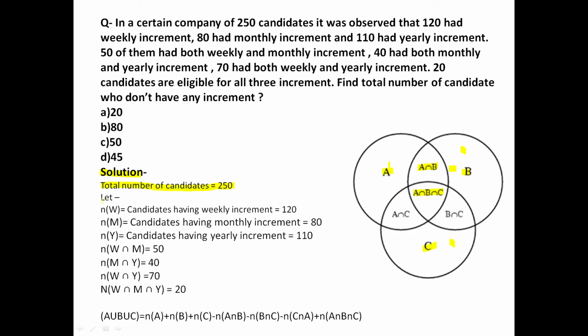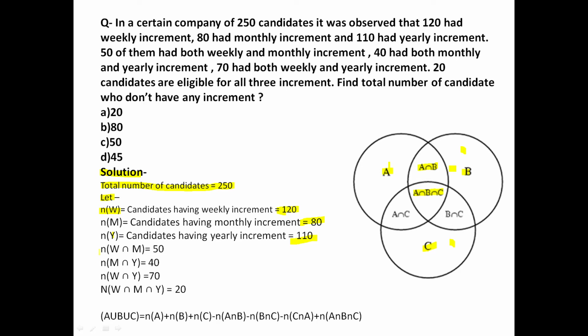So now let us assume something. Let n of W represent candidates having weekly increment, and that is given as 120. Similarly n of M represents candidates having monthly increment, and that is given as 80. n of Y is candidates having yearly increment, and that is given as 110.